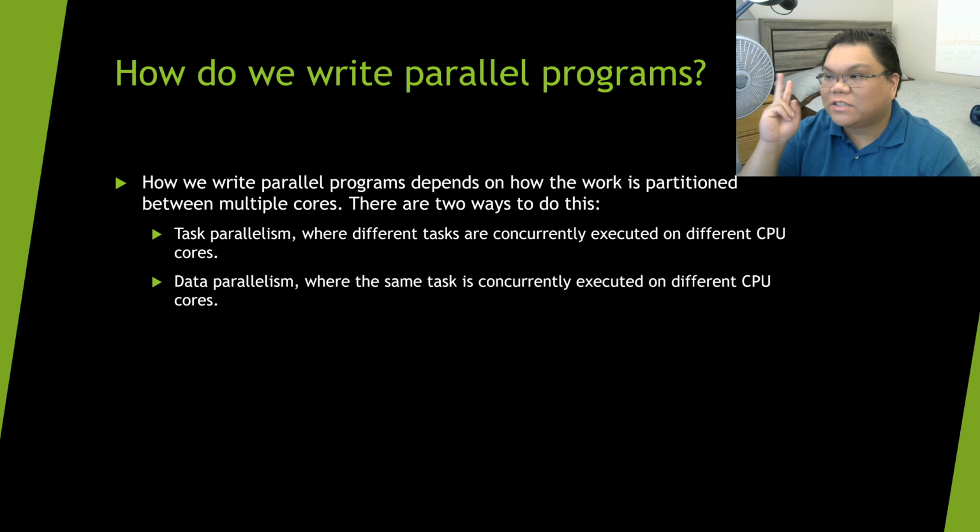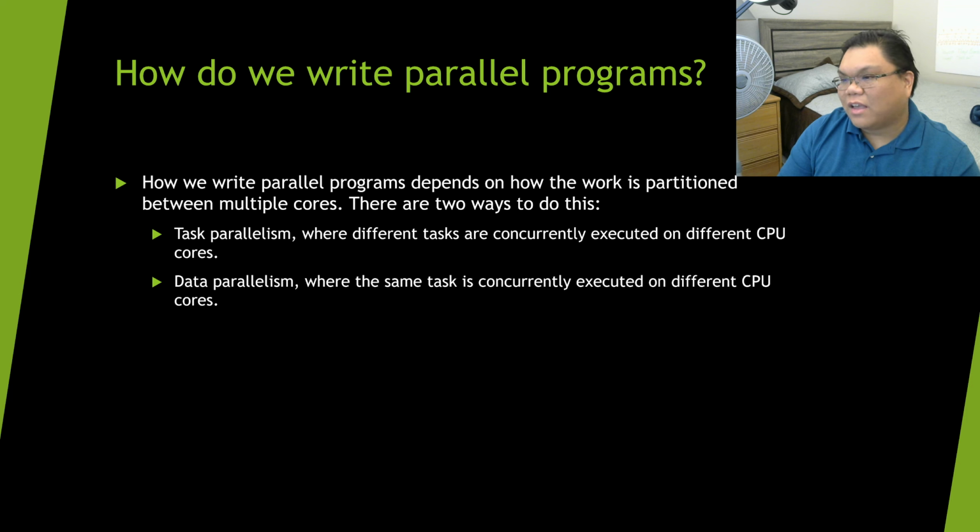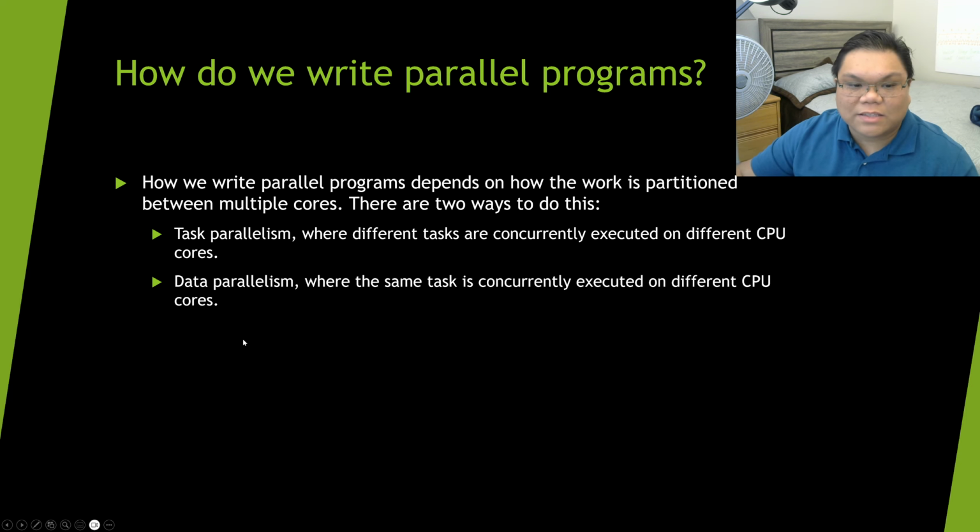Well, turns out there are two kinds of parallel programs. How we write parallel programs depends on how the work is partitioned between multiple cores. You can have task parallelism, where different tasks are divvied up between multiple CPU cores, or data parallelism, where it's the same task being executed on each core, but they have a workload so big that it's divided amongst those cores. So that's data parallelism.